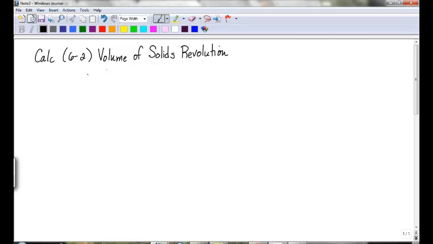Okay. We're going to look at the disk method first, and then we're going to look at the washer method. This first part, I'm not going to make you write all this down, but basically in the disk method, we're going to consider a region between the graph of a continuous function, y equals f of x, bound by the x-axis from x equals a to b.